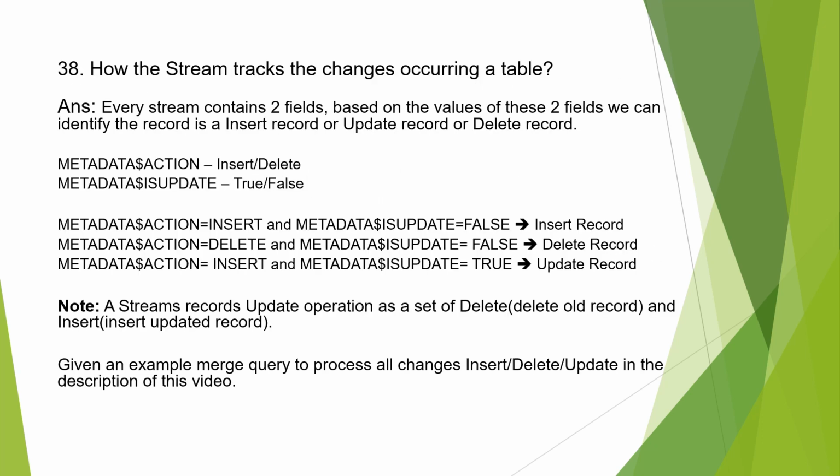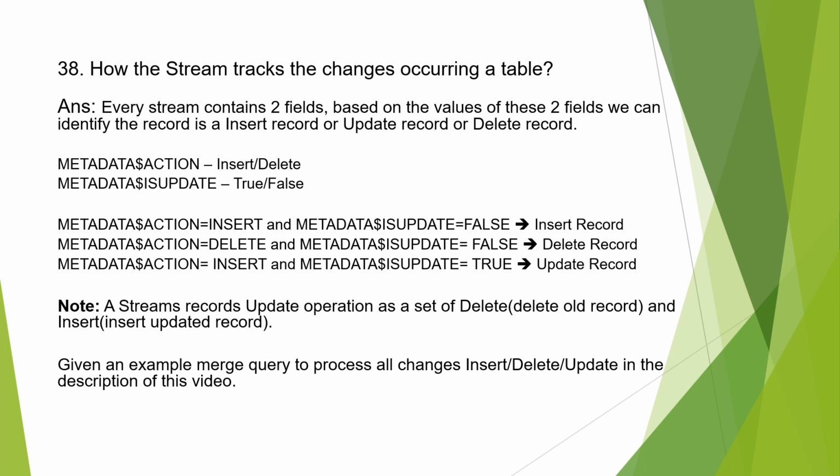Question number 38. How does the stream track the changes occurring to a table? So this is very important. In the previous question we said the stream will be capturing all the changes occurring to a table, but how will it be tracking? Okay, so every stream contains two fields: metadata $action and metadata $isupdate. So metadata action can be insert or delete. Metadata isupdate can be true or false.